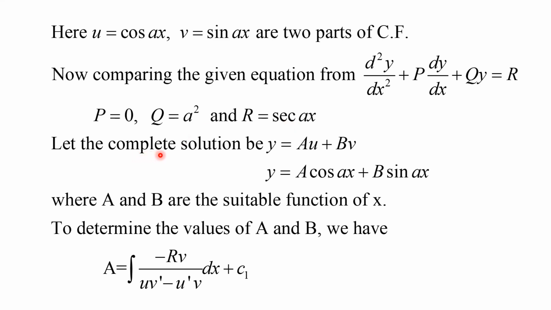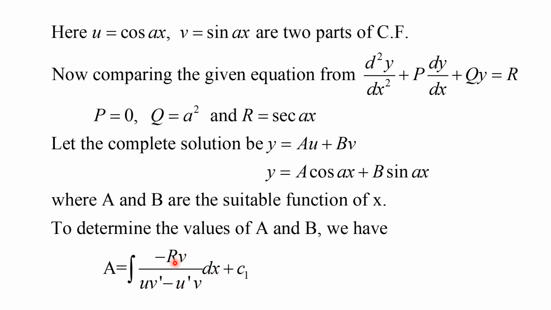So let us assume the complete solution is y is equals to au plus bv. So u is equals to cos ax and v is equals to sin ax. So put the value of u and v in the complete solution. Now we have to find the value of capital A and capital B by using the formulas as discussed in previous slides. So A is equals to integration minus rv upon uv dash minus u dash v dx plus c1.